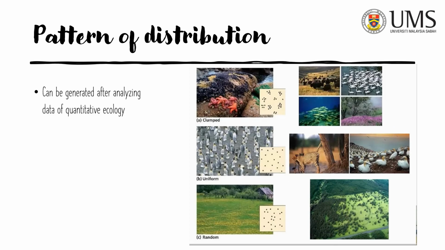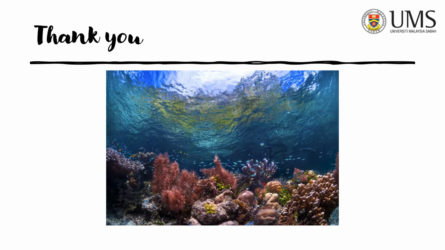Pattern of dispersion, or pattern of distribution. We can get the pattern after we analyze data of quantitative ecology. We can determine whether the population is clumped or uniform or just scattered randomly. Thank you.